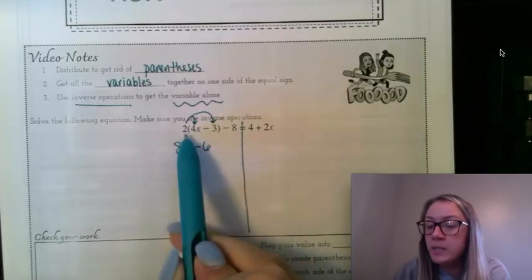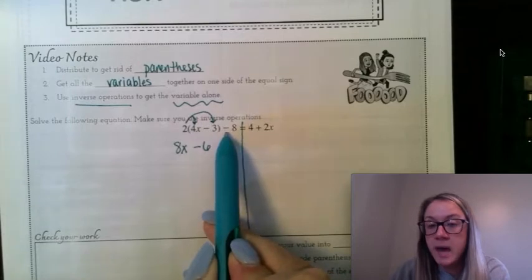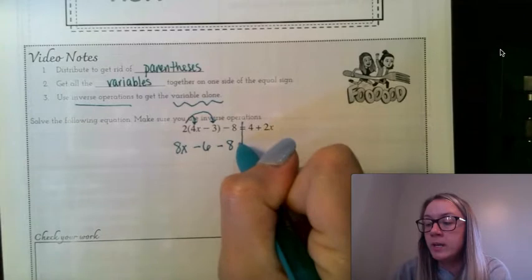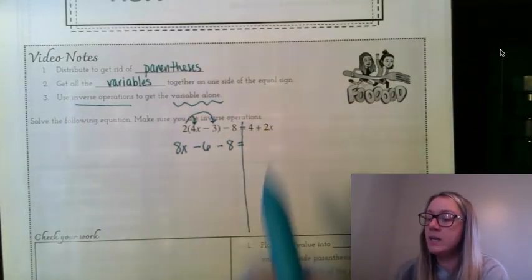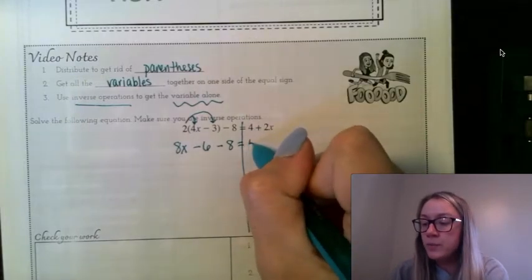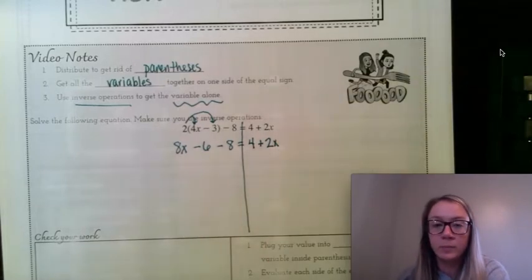I'm not going to distribute the 2 to this minus 8 because it's on the outside of parentheses. So I can bring that down and not do anything with it yet. Then I bring down my equal sign. On the right side, I do not have parentheses, so I'm just going to rewrite it underneath, and then I can go from there and do my next step. So 4 plus 2x.